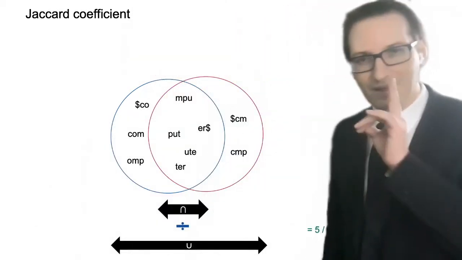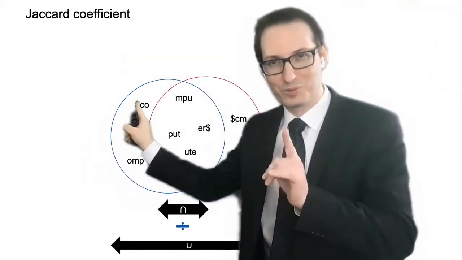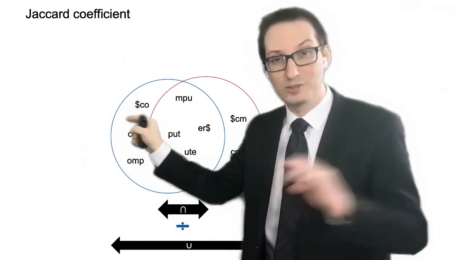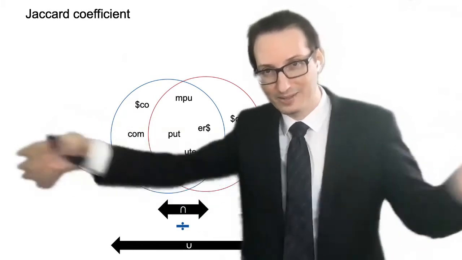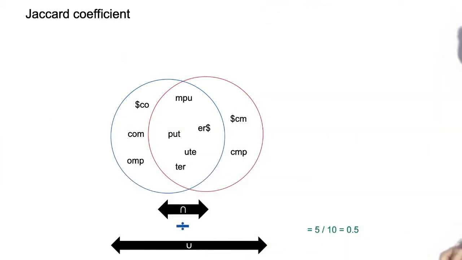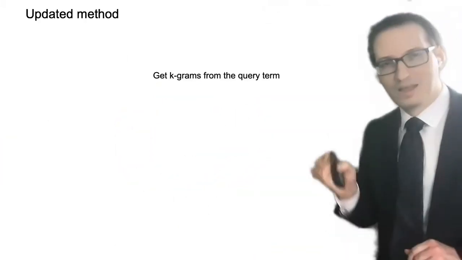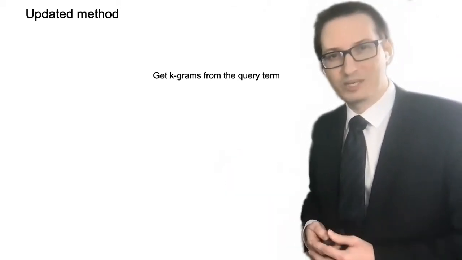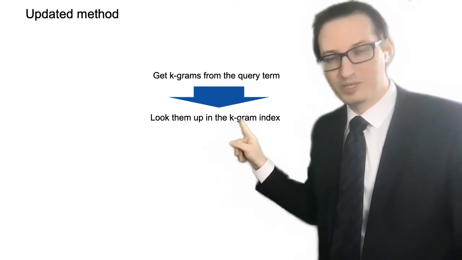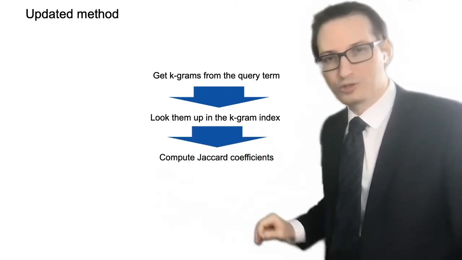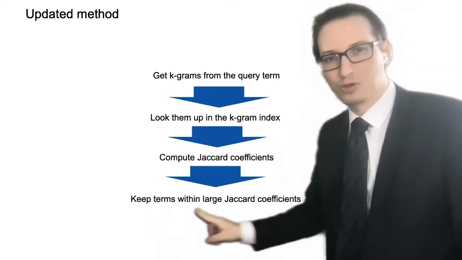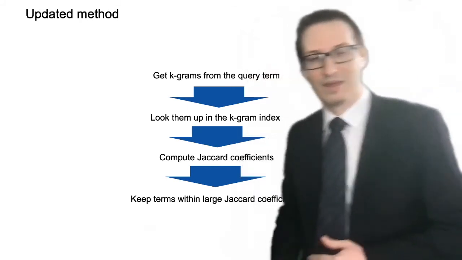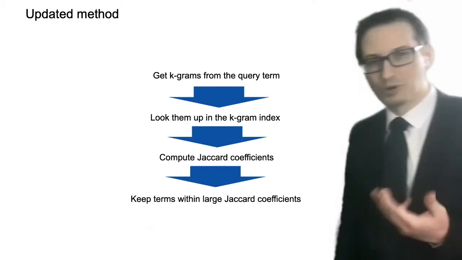All right. Do not forget the dollars. That's one of the common mistakes here, right? So if you compute the 3-grams, you always need to add a dollar here and a dollar there, and then you compute the sliding windows. So the updated method is we get the k-grams, we look them up in the k-gram index, we compute the Jaccard coefficients, and we keep the terms with the large Jaccard coefficients, right? So this could be a method that we use in order to optimize.